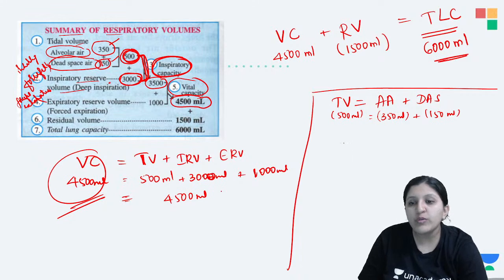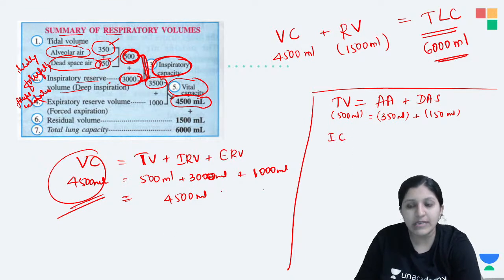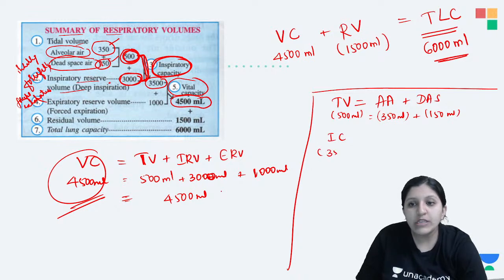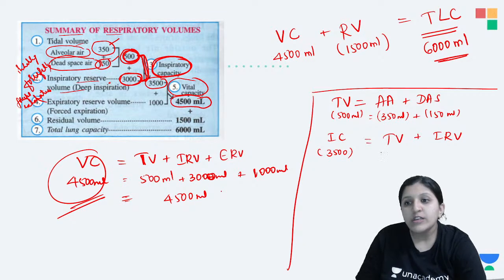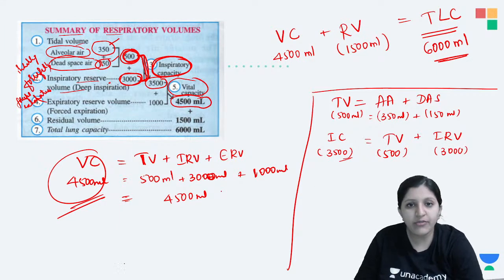So now I want to calculate the inspiratory capacity. So inspiratory capacity is how much? It is 3500. So why? That is because it is giving me the volume. So there is tidal volume and inspiratory reserve volume. So this one is, as you know, 500 and inspiratory reserve volume is 3000. So I'll be getting 3500.